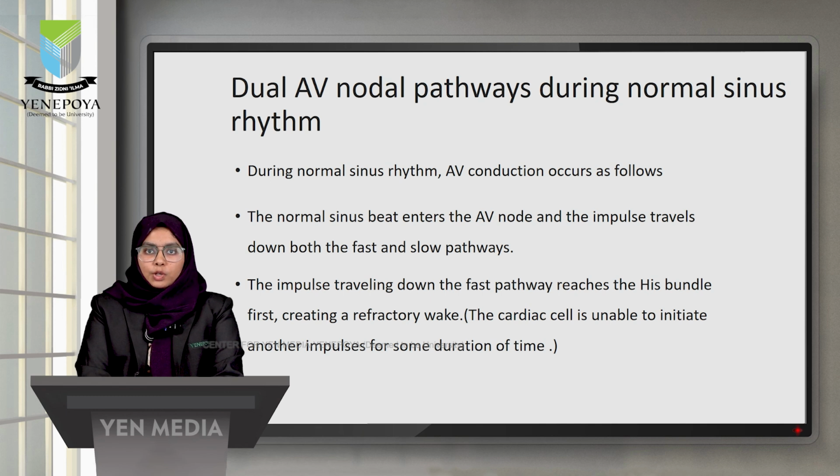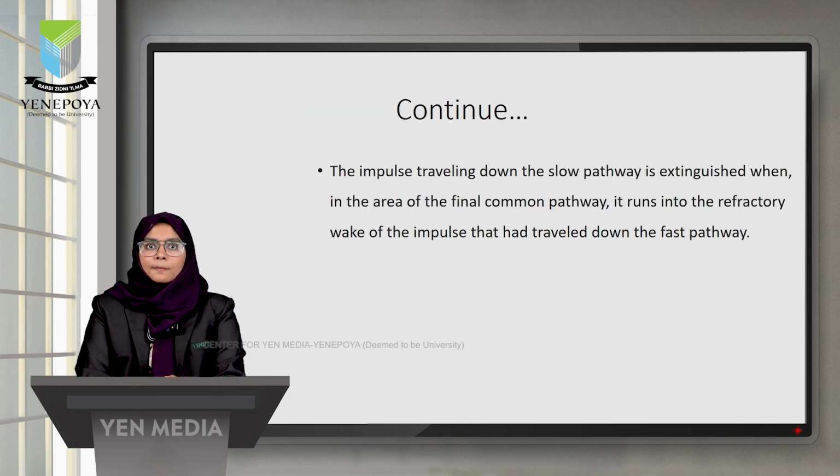The impulses travel down from the superior portion of the AV node to the slow pathway as well as the fast pathway. The fast pathway is faster, so it reaches the His bundle, then the Purkinje fibers, and the ventricle starts contracting. The impulse from the slow pathway is exhausted when, at the area of the final common pathway, it runs into the refractory wake of the impulse that had traveled down the fast pathway.